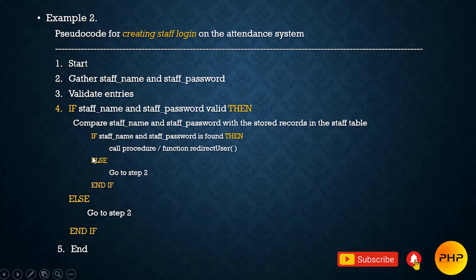Then we check and decide if what we have entered now is found in the record table. If yes, then we redirect the user. If no, then we have to enter it again, so we go to step 2. Then if this statement is not valid, the username and the password are not valid, we also go back to step 2. So this is the second example of the pseudocode or structured English.